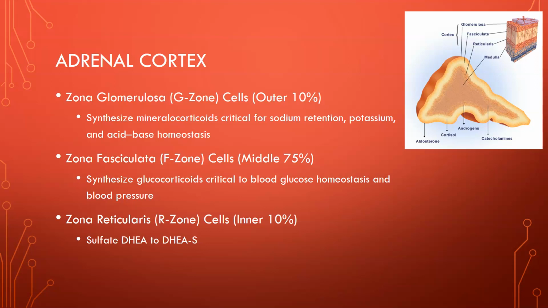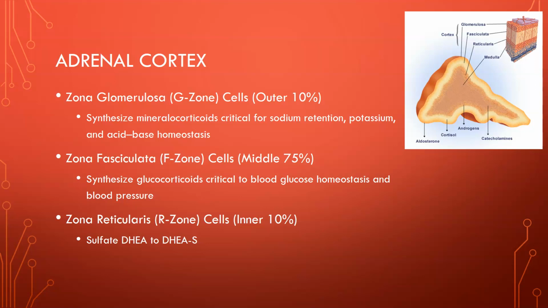The next layer in is the zona fasciculata, or the F-zone cells. They're the middle 75%, so that's a bigger chunk, right? It's a thicker layer. And they synthesize your glucocorticoids that are critical to blood glucose homeostasis and blood pressure, so we're thinking of that, or cortisol hormone.